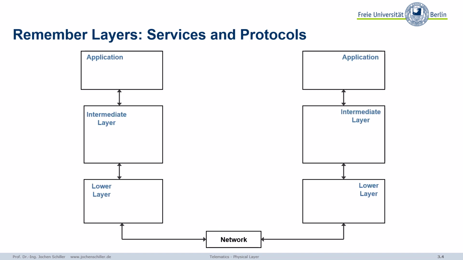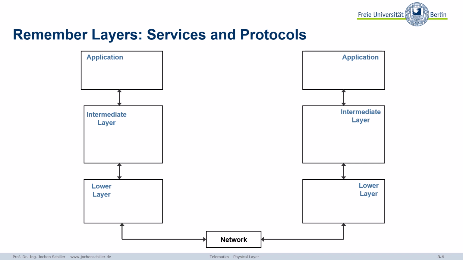Just another abstract look at the layers. This is important for you to understand. If we have this very simple setting, our applications run on top of layer 5 and layer 4 and layer 3, etc. We have many intermediate layers, and then there's a lower layer. This is typically our layer 1, the physical layer.